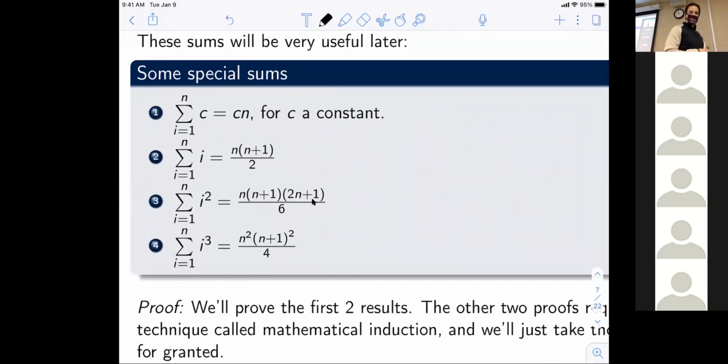Okay, so I'm going to prove the first two. The second two, you can either trust me on those, or you can ask me later to show you a proof. The proof uses what's called mathematical induction. Has anyone ever heard of mathematical induction? If not, that's okay. But mathematical induction is something you kind of need to be able to prove these other two sums.